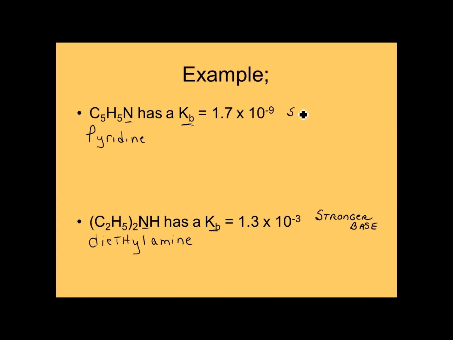Between the two, this one is going to be the weaker base. Let's see, I predict then that he is going to be the stronger conjugate acid, and he is going to be the weaker conjugate acid.